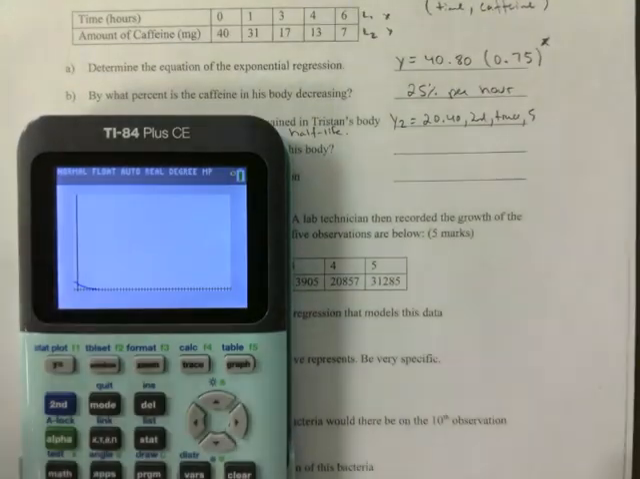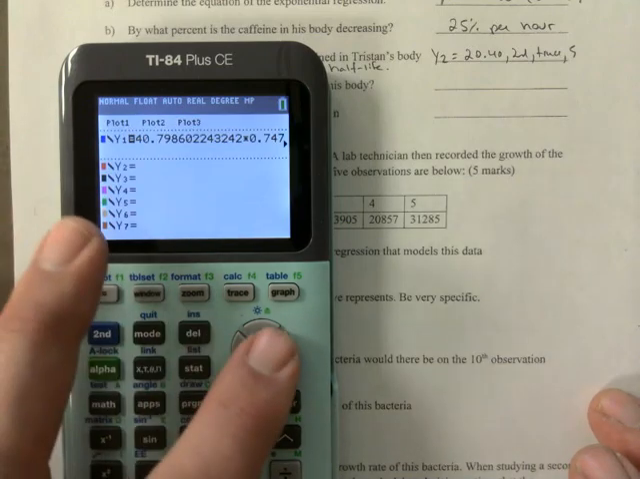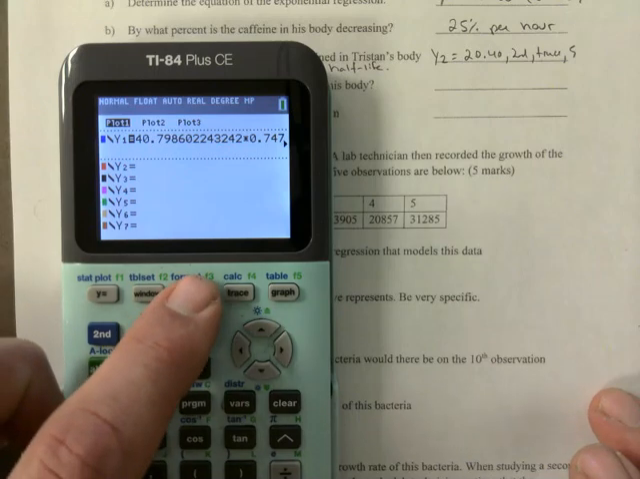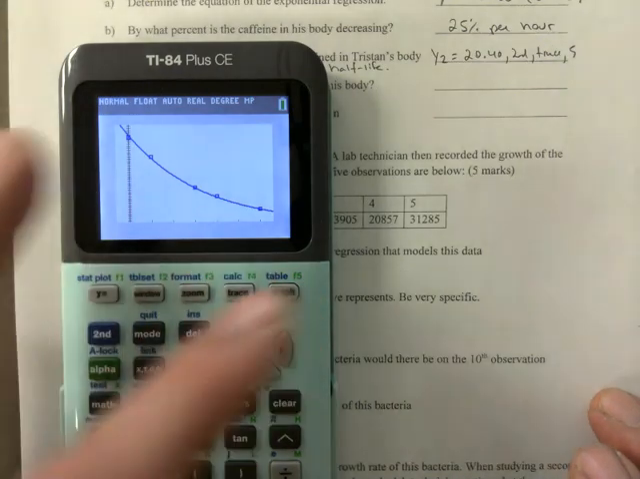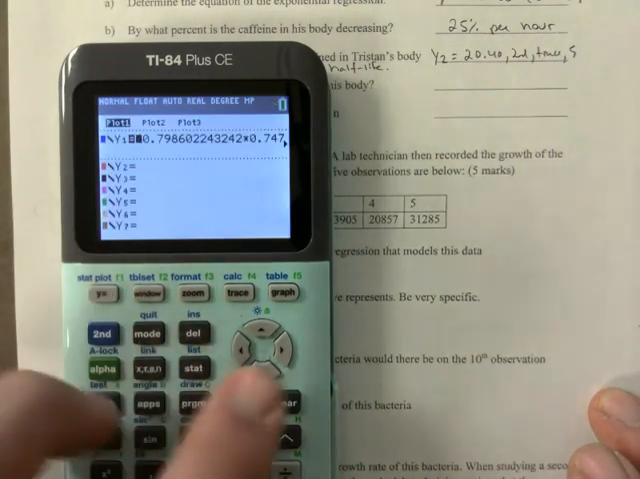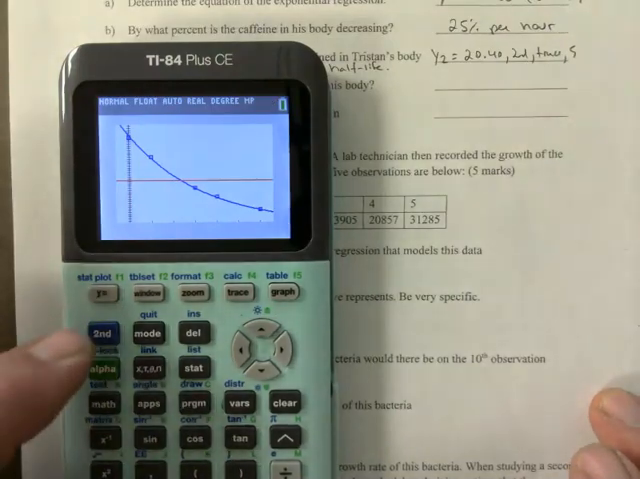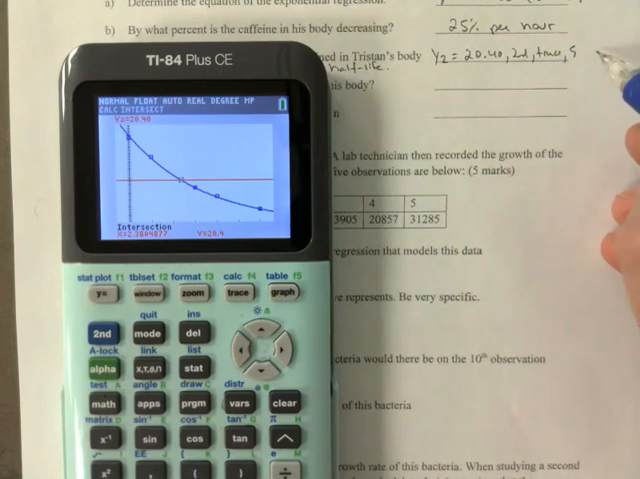So first of all, I have to find this graph. If you're using plot 1, that's probably a good one. You can do zoom 9. There it is. And I will let y2 equal 20.40 and see if it fits. It does. So I find the intersection, and it ends up being 2.38 hours.